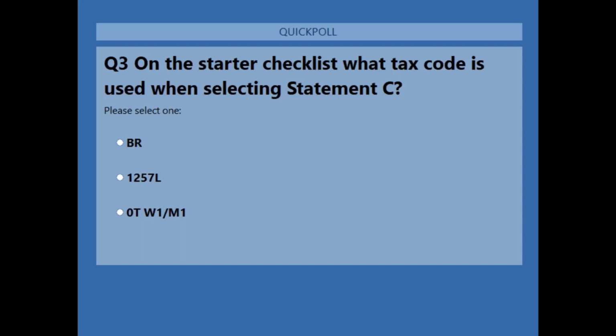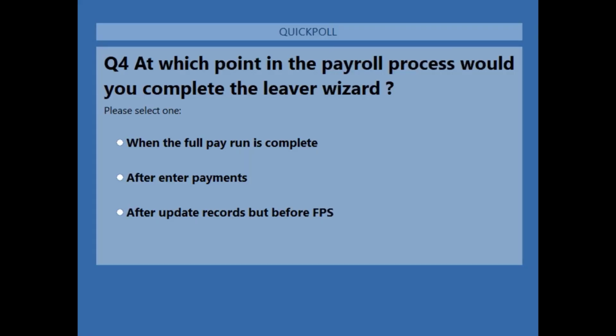And that is the minute up, so we shall be closing this one. Let's move on to our final question of round one, which is: at which point in the payroll process would you complete the leaver wizard? Is it when the full pay run is complete? Is it after enter payments? Or is it after update records, but before the FPS? When do you process your leaver wizard? At which point in the payroll process would you do this?